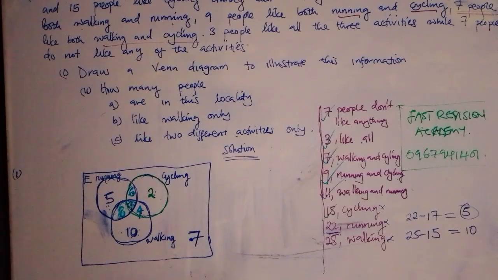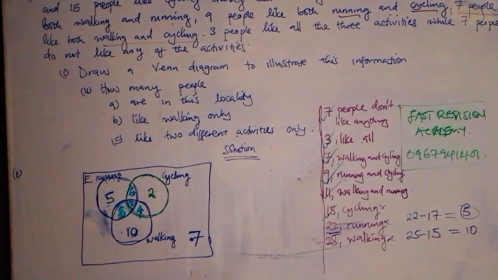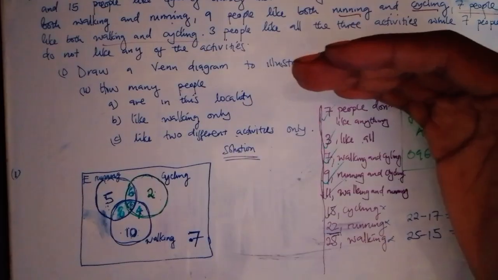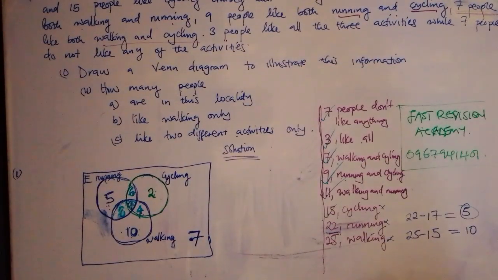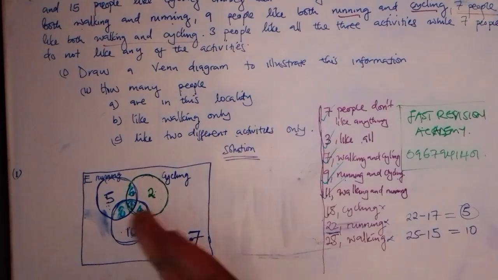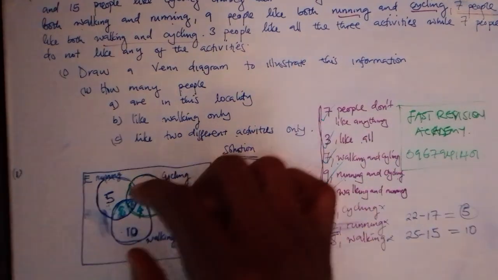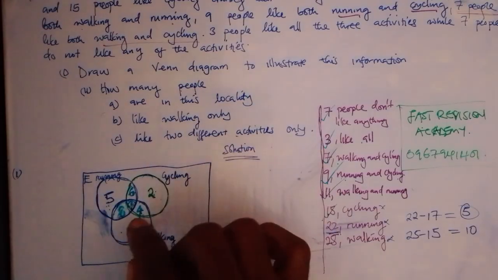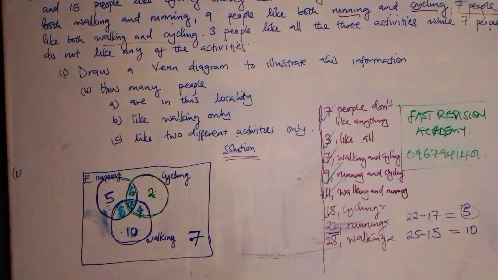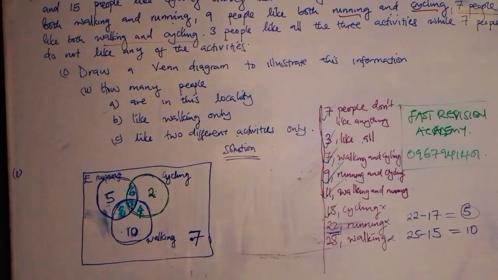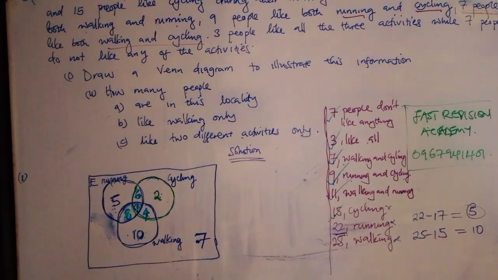So once you do this, meaning you have to express this information on the Venn diagram, because it's supposed to match everything they said here. When they say 7 people don't like anything, they are here. 3 people like everything, here. We have 7 people like cycling and walking. So cycling and walking is this part. 4 plus 3, we have 7. Just like that. So this is how you can represent it.